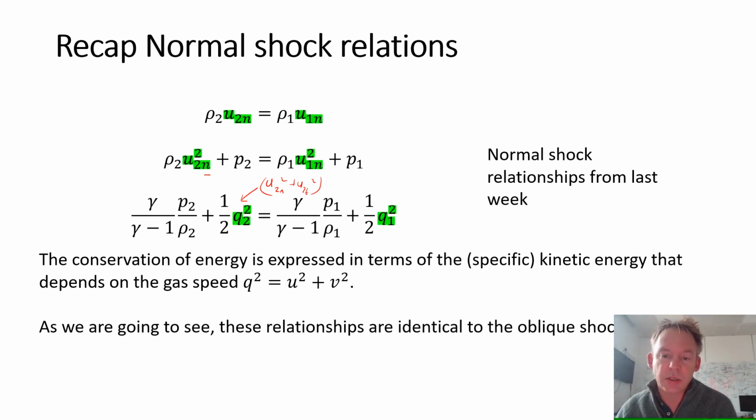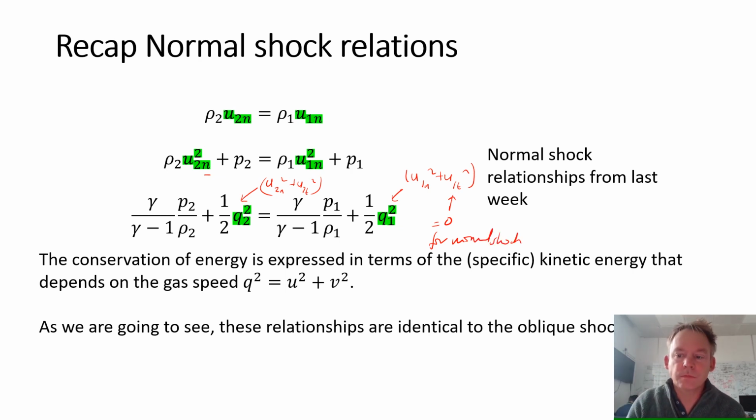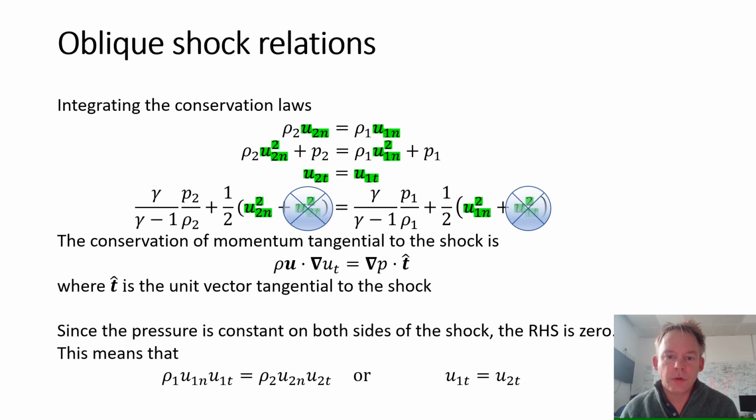And we'll see that that's quite different from an oblique shock. So that would have been u1t squared, but this would have been 0 for a normal shock. For an oblique shock, things don't change very much. This is still the same. This is the same. But we've got this addition, the tangential components of velocity upstream and downstream.